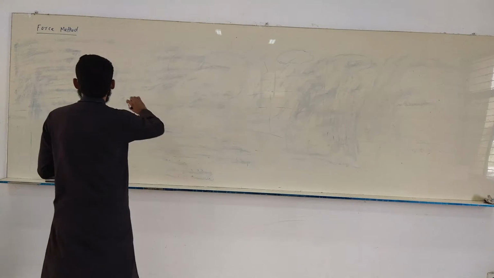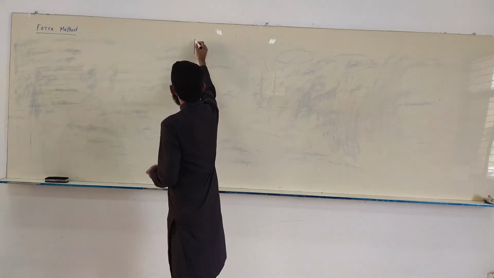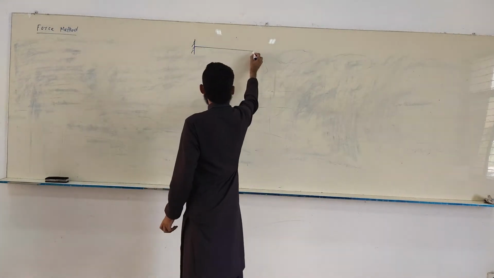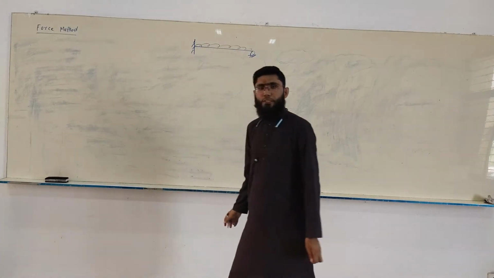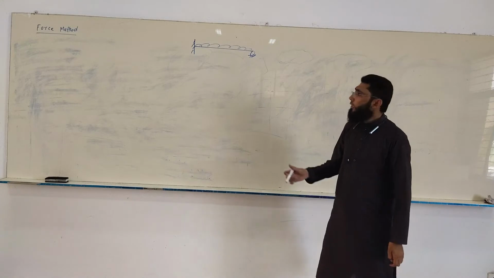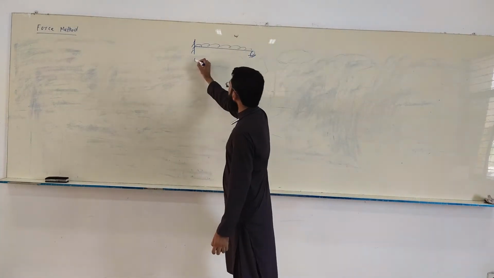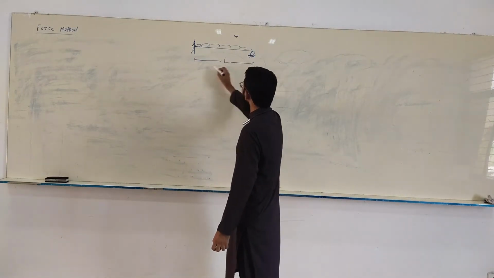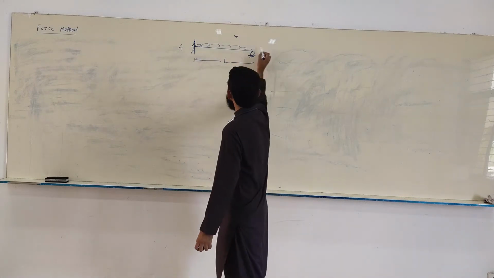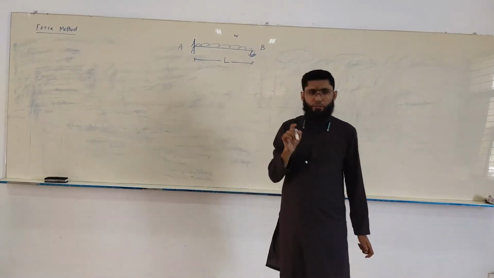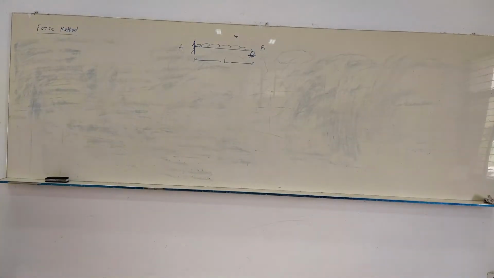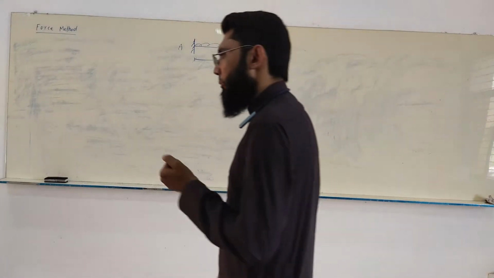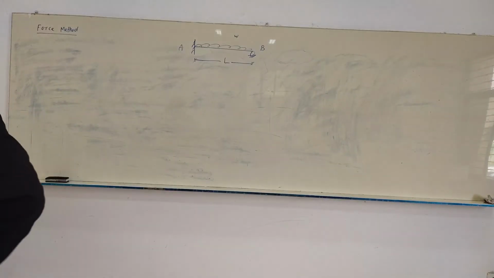If I have a beam like this, and let's say it is subjected to a uniformly distributed load W, and its span is L, and let's say this is A and this is B. Can you find out the reactions on this beam? Can you give it a try? Do you think there will be any problem? Please go ahead and find out these reactions.